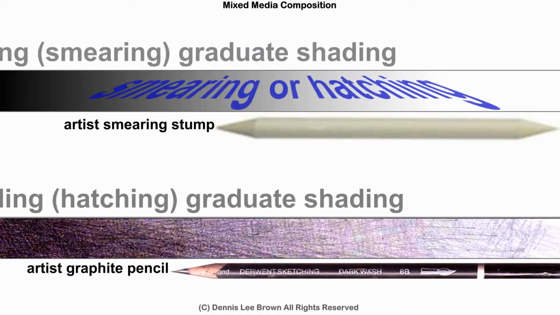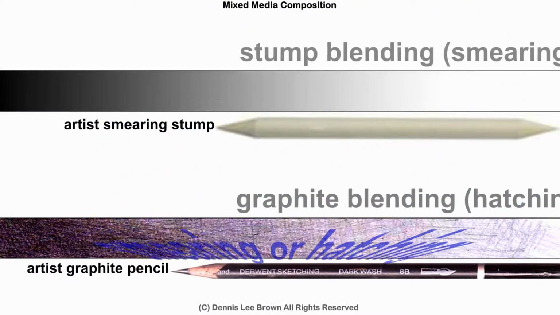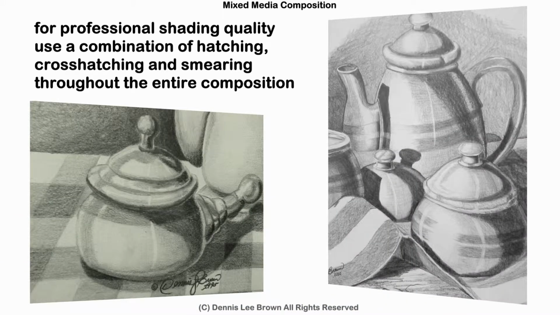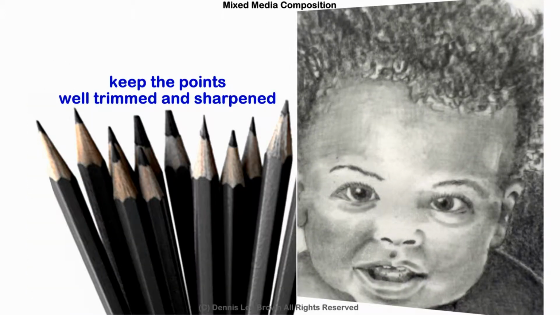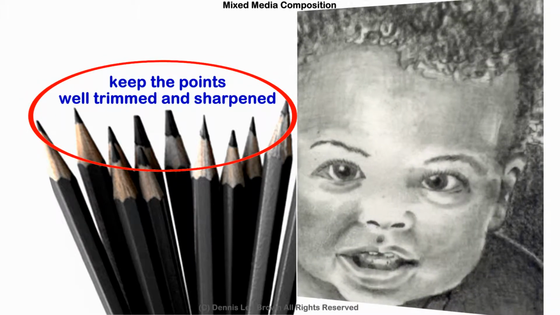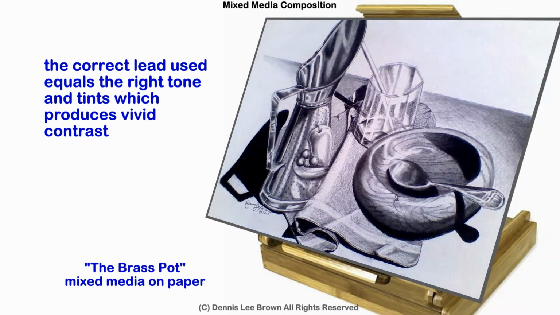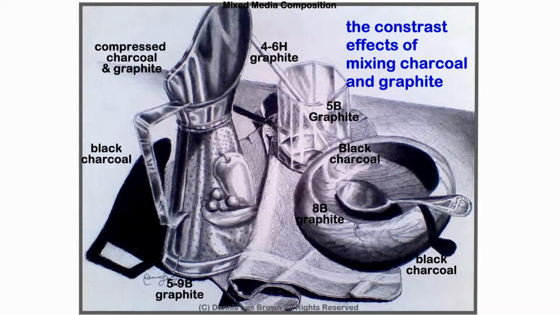Hatching and cross-hatching describe a more vivid blending technique than just smearing. Use hatching and smearing throughout the entire composition, which gives greater tone balance. The point can determine the line or the mark that the lead makes. Use the right lead for the right tone and the correct point for the proper shading.